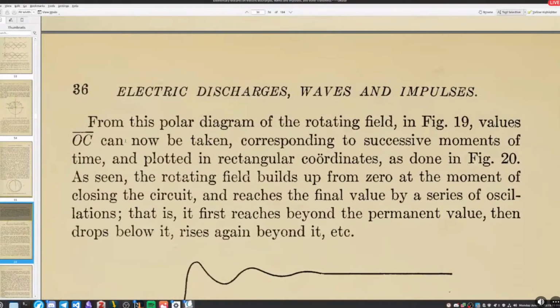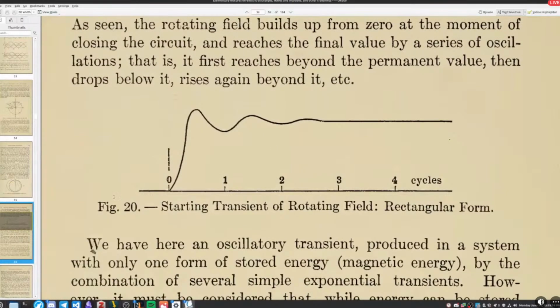Very nice. From this polar diagram of the rotating field in figure 19, the values OC, or the average of OC, can now be taken corresponding to the successive moments of time and plotted in rectangular coordinates as done in figure 20. As seen, the rotating field builds up from 0 at the moment of closing the circuit and reaches the final value by a series of oscillations, that is, it first reaches beyond the permanent value, then drops below it, rises again beyond it, etc. So here we have our figure 20.